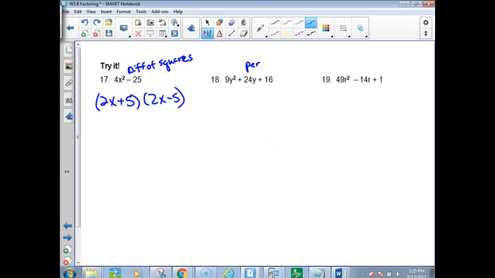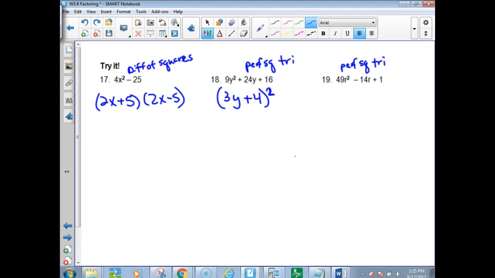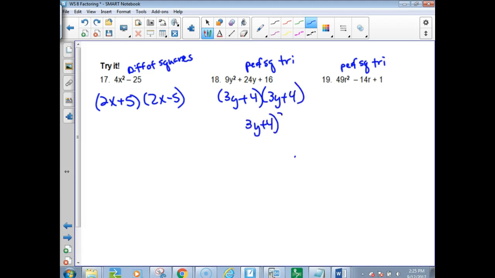This one is a perfect square trinomial. This one is also a perfect square trinomial. Oh, perfect. Okay, 3y plus 4 quantity squared. Now, that's how your final answer should end up. If you are unfoiling it out, though, and you wrote two of these next to each other, you just need to rewrite it at the end. Whenever you do a factorization and you end up with 3y plus 4 times 3y plus 4, you would want to rewrite that as 3y plus 4 quantity squared. And this one, 7r minus 1 times 7r minus 1, you would rewrite as 7r minus 1 quantity squared.